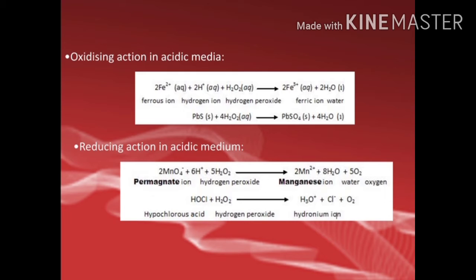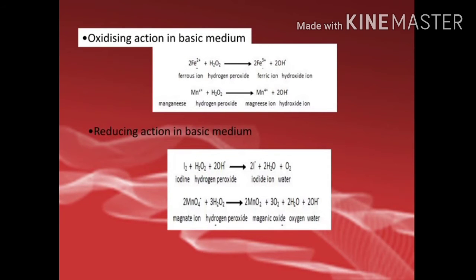Another example, hypochlorous acid undergoes reduction in the presence of hydrogen peroxide. So, hydrogen peroxide in acid medium acts as an oxidizing agent as well as a reducing agent. Hydrogen peroxide is a very good oxidizing agent and a reducing agent in base medium also. Now we are going to confirm that property using some chemical reactions.